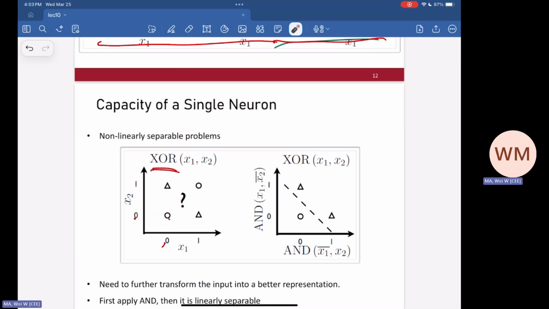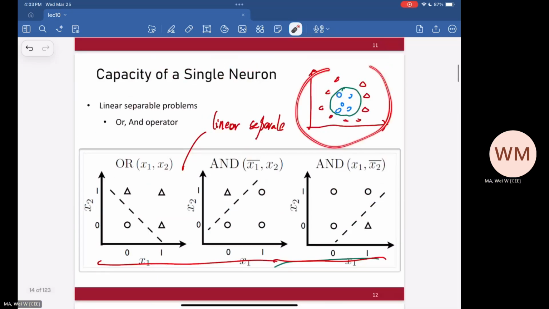But what you can do is that you don't plot the coordinates based on x1 and x2. You plot the coordinates based on AND. Okay, so that means you first apply an AND operator to x1 and x2, and then this data becomes linearly separable. Or let me give you another example like this one. This one is not linearly separable, right?